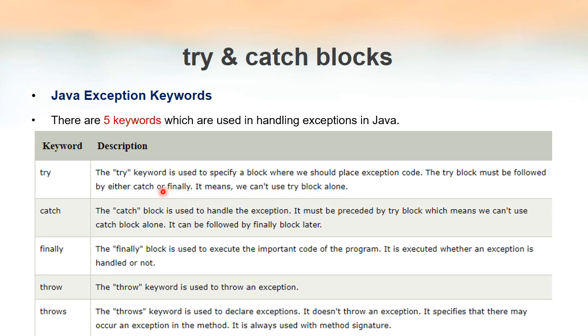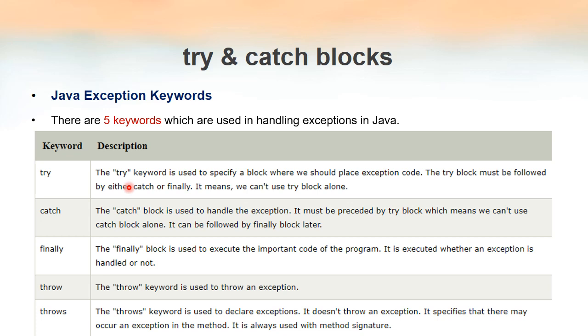It cannot stand alone. So try is a block inside which we will be writing those lines of code from which we expect an exception. Catch block must be followed by a try block. It cannot stand alone, and there can be multiple catch blocks for a single try block. And catch block, as the name indicates, it is used to catch the exception that occurs inside the try block.